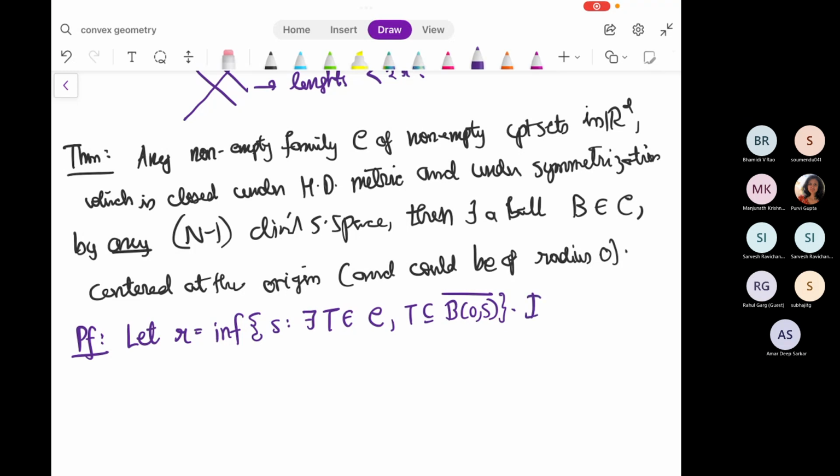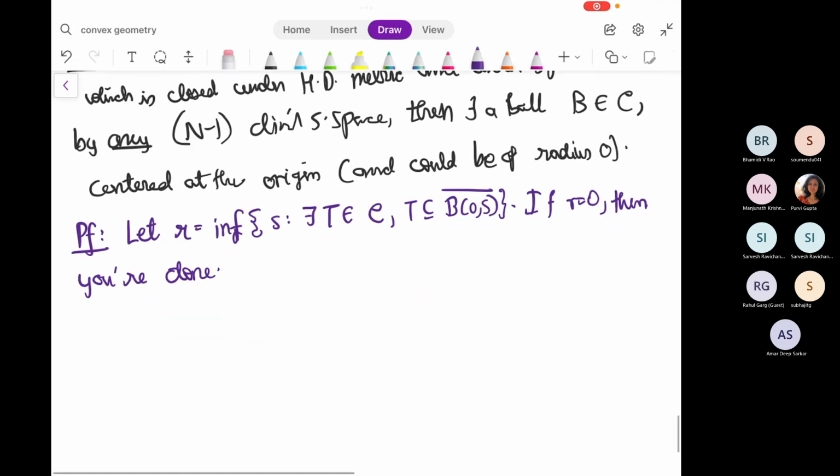Now, if R is equal to 0, then you're done. Because if R is equal to 0, then the set of minimizers will actually shrink to a point in the Hausdorff metric. So that particular point is then the ball that you need. However, what we will do is we'll assume R greater than 0.